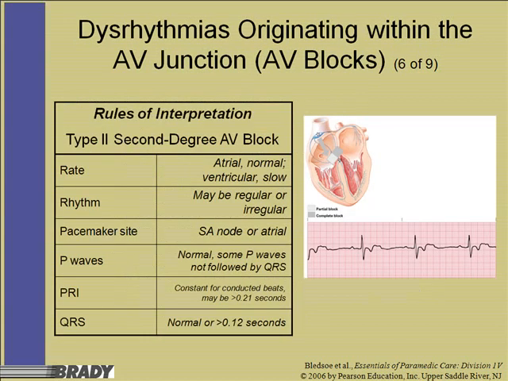Type 2, second degree. So getting a little bit worse here. Atrial is normal, the ventricular is slow, so our atrial impulses are happening, but the ventricular are not, or at least not following through every time. The pacemaker site is still up high in the SA node or the atria. P waves are normal, some P waves not followed by a QRS. So you've just got occasional P waves that are laying out there in the middle of nowhere.